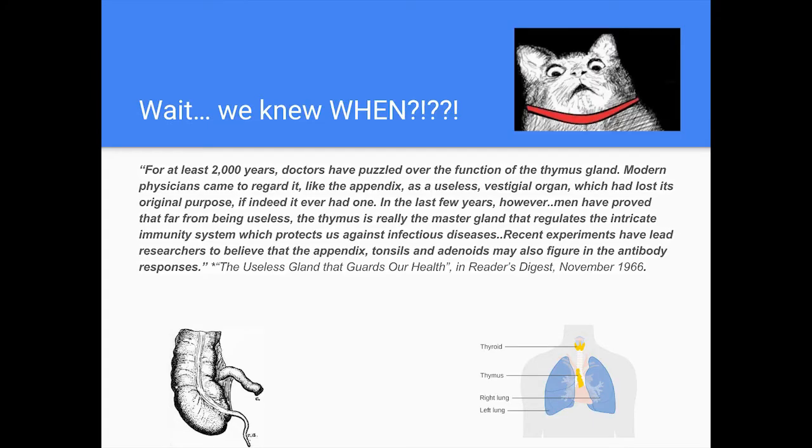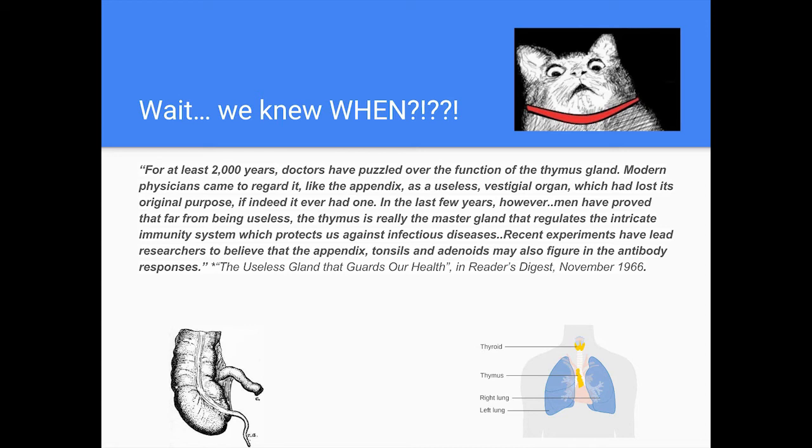But wait! For at least 2,000 years, doctors have puzzled over the function of the thymus gland. Modern physicians came to regard it, like the appendix, as a useless vestigial organ which had lost its original purpose, if indeed it ever had one. In the last few years, however, men have proved that far from being useless, the thymus is really the master gland that regulates the intricate immunity system which protects us against infectious diseases. Recent experiments have led researchers to believe that the appendix, tonsils, and adenoids may also figure in the antibody responses.